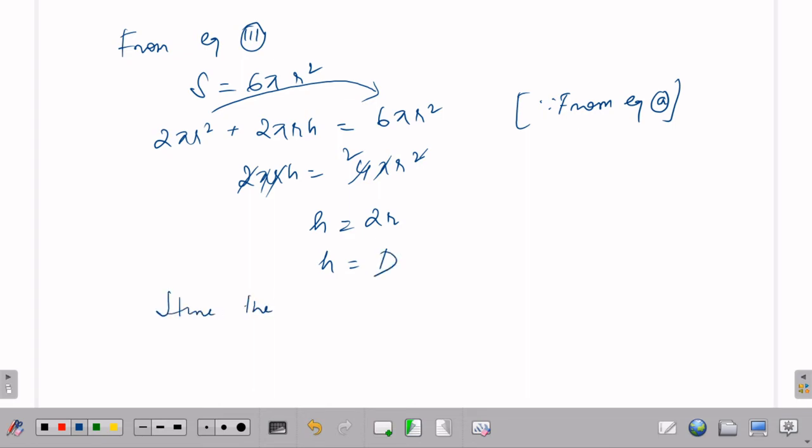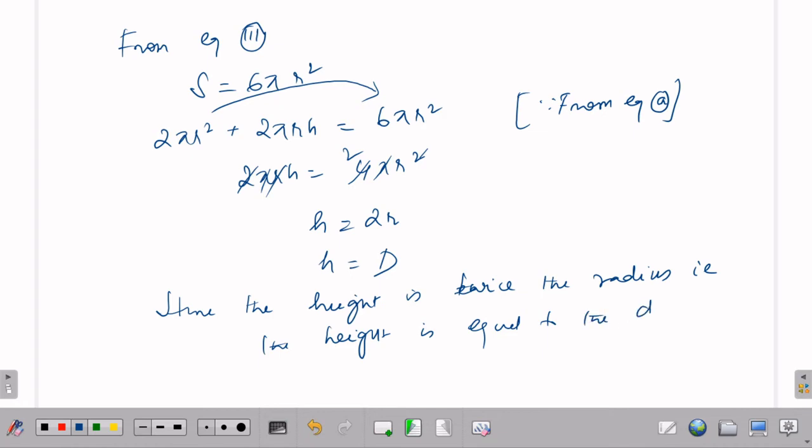So hence, the height is twice the radius, that is, the height is equal to the diameter of the base. Okay, so that's your answer to question number 20. So that is what I have to do.